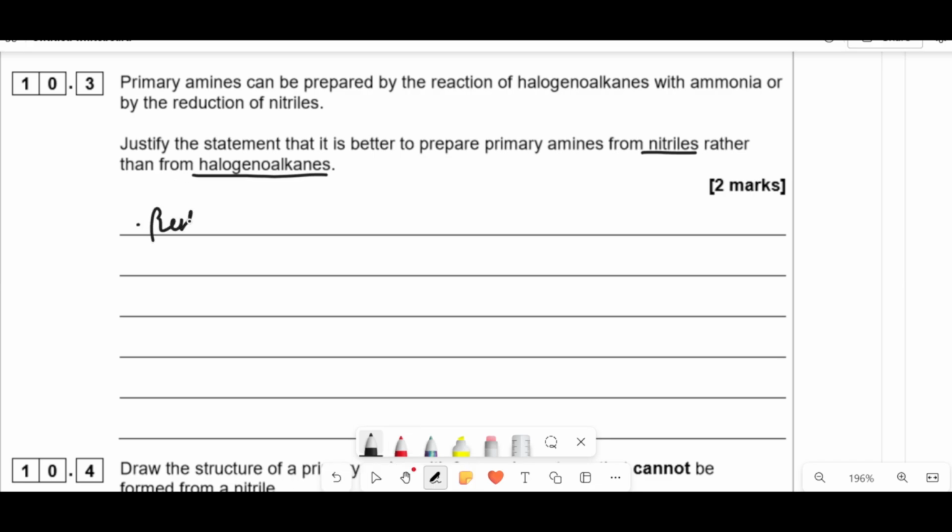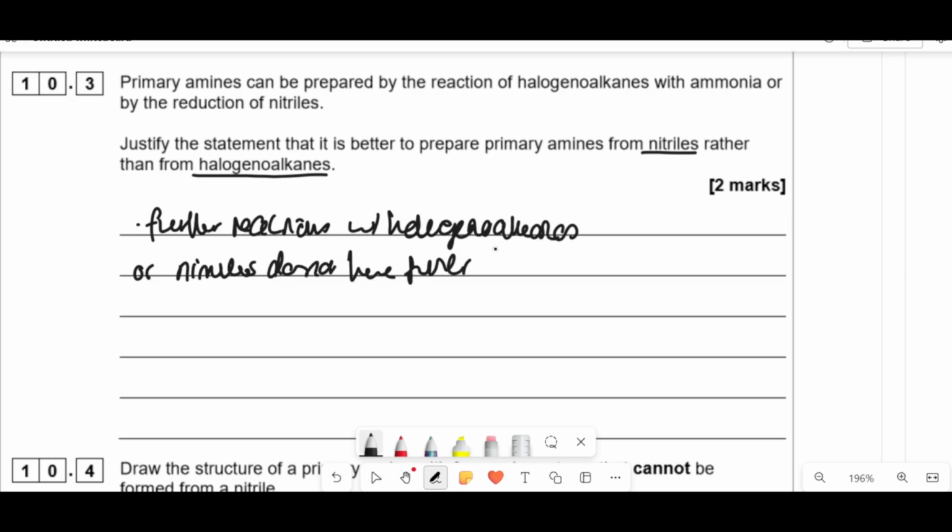You can have further reactions with halogenoalkanes, or you could say nitriles do not have further reactions. Therefore, you've got a single product, and here you've got a mixture of products.